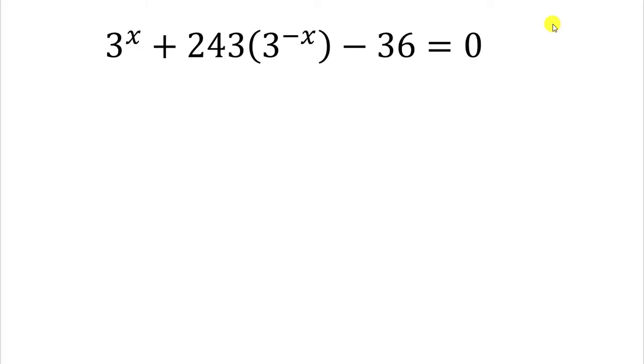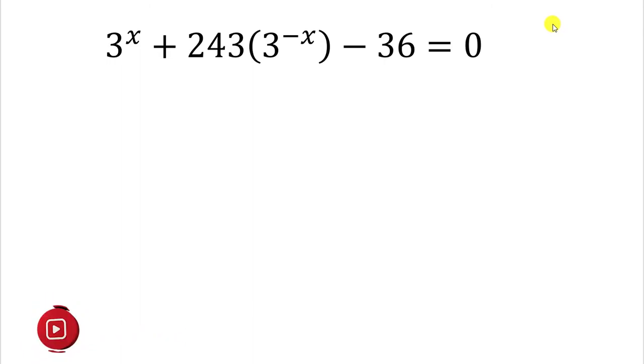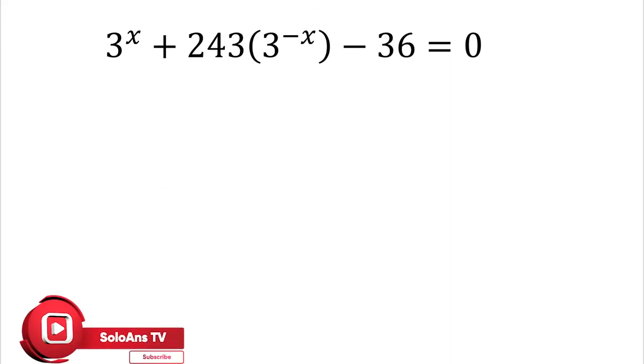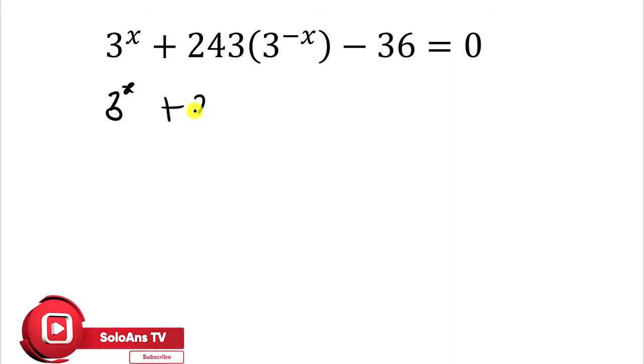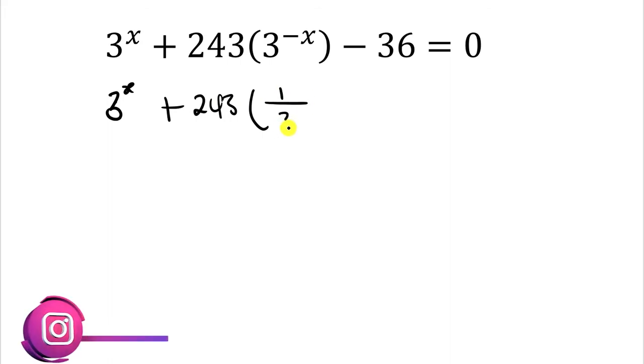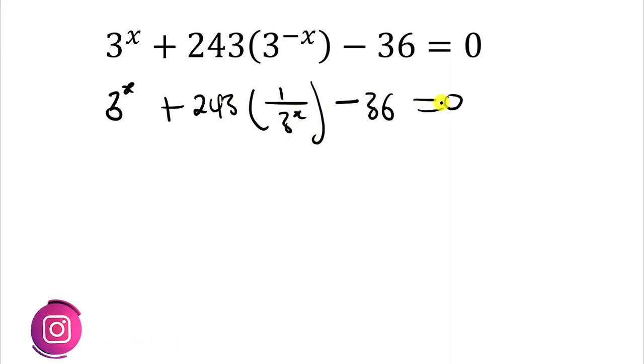Hello. Today we would like to solve this exponential equation question. From the question, what we have to do is try singling out the 3 exponent x. So we can rewrite it as 3 exponent x plus 243 multiplying 1 over 3 exponent x, minus 36 being equal to 0.